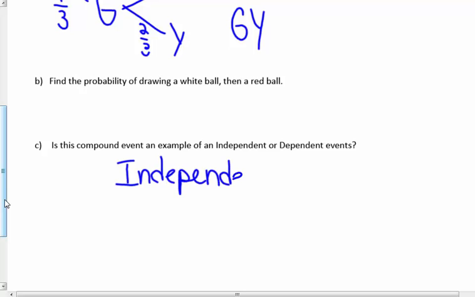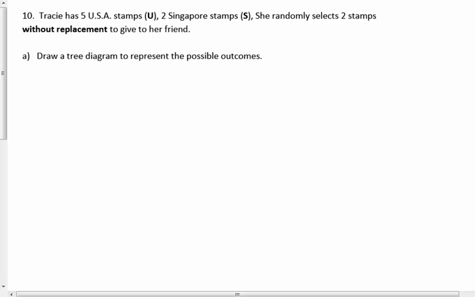It's independent because the first event does not affect the second event. So that's independent probability. I didn't change my denominators like we did in yesterday's video. So I bet the next tree diagram is without replacing it.